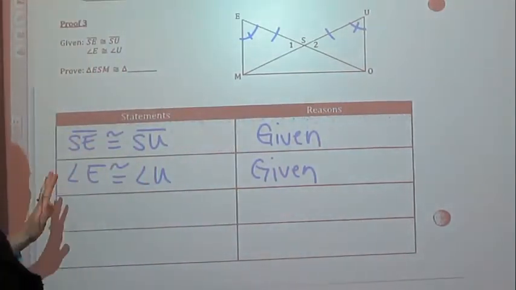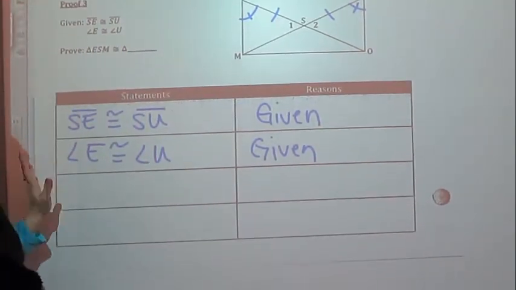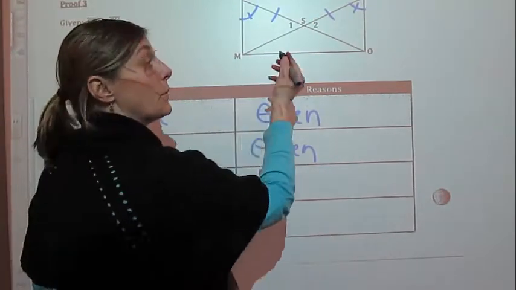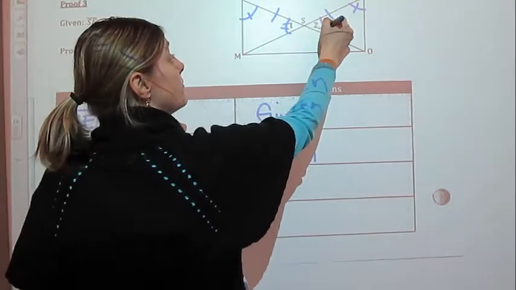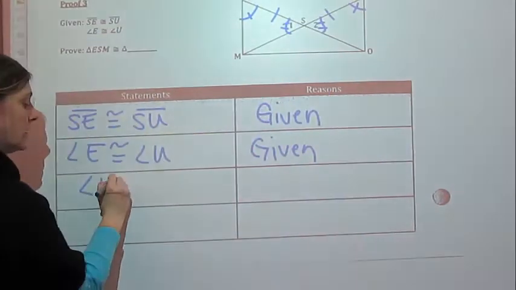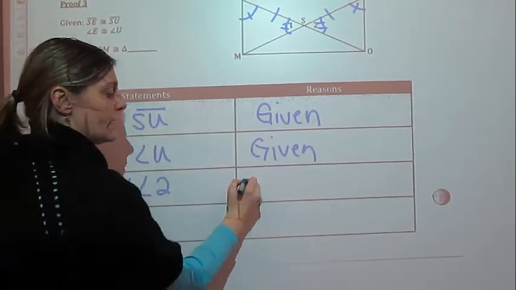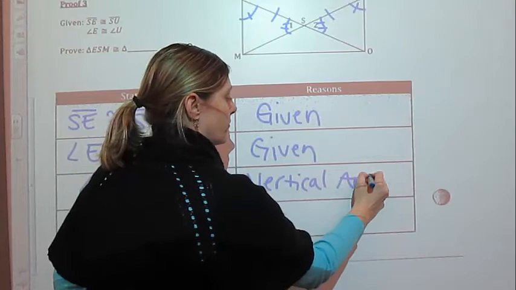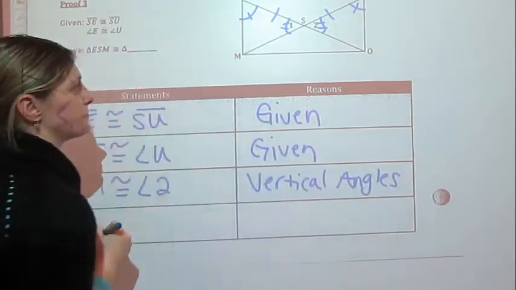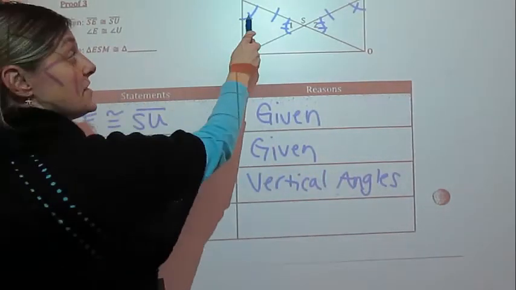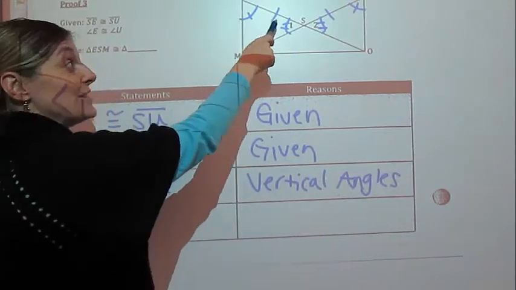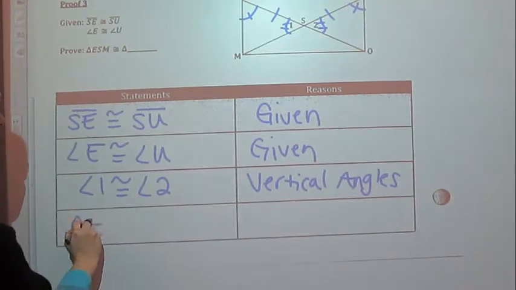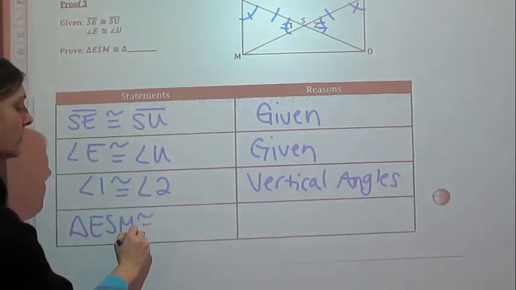All right, so how can we get there? Well, think about what we did on the last one. What do we know about angles 1 and 2? Yeah, we know that they're vertical, so they're congruent. So angle 1 is congruent to angle 2 because they're vertical angles. Okay, and now we have angle, side, angle, angle, side, angle.